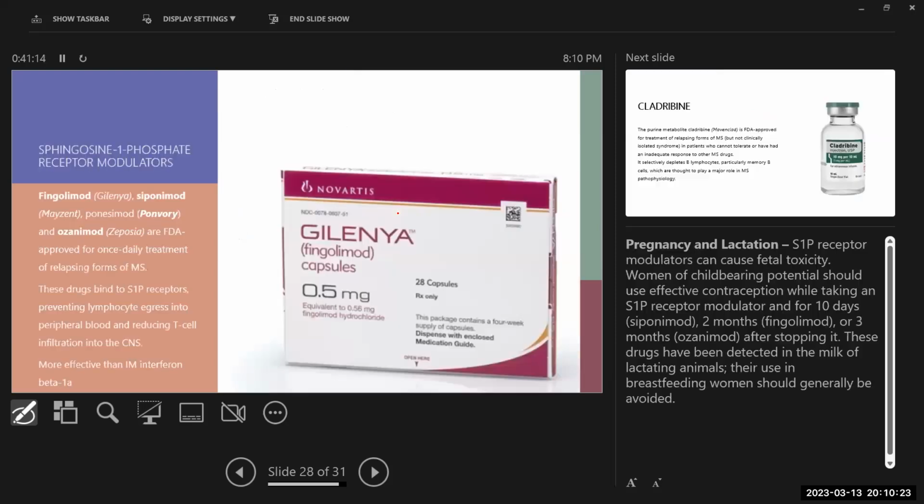All of these drugs end in IMOD. So there's fingolimod, siponimod, ponesimod, ozanimod. Those are all oral treatments for MS. These drugs are more effective in clinical trials than interferons if you test them head to head with interferons.